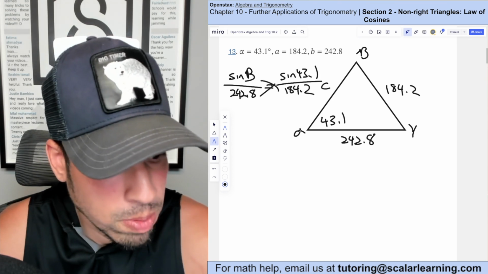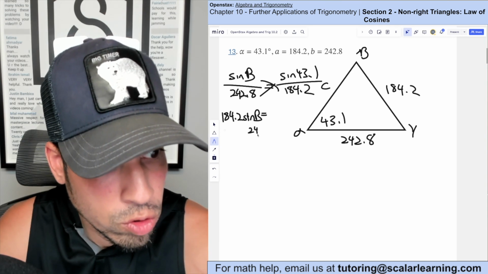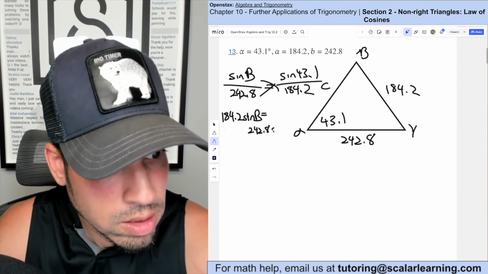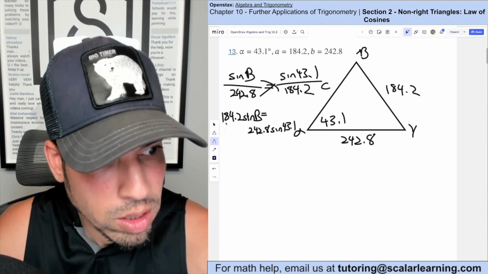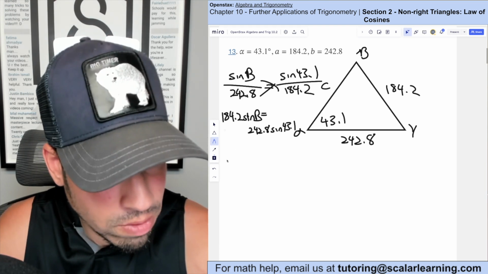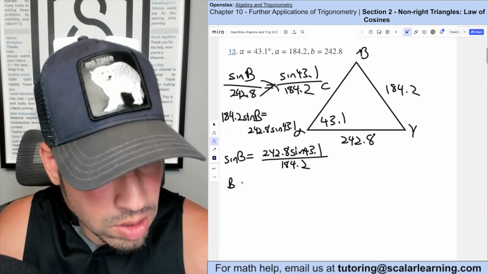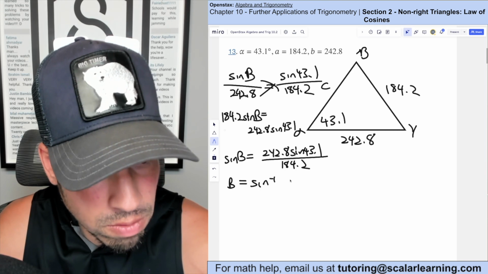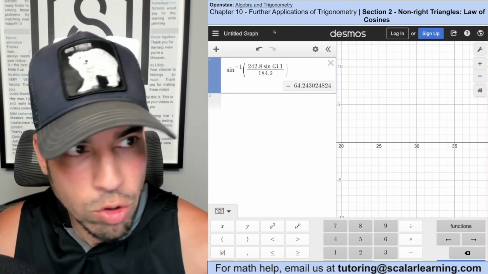Now we're going to cross multiply. So we get 184.2 times sine of b equal to 242.8 sine of 43.1. Not a lot of room here, but we're going to make it work. Then we divide both sides by 184.2. And then last step, we take arc sine of both sides, opposite of sine, right? Arc sine of both sides. And let's plug that into Desmos. And we get 64.24 degrees.